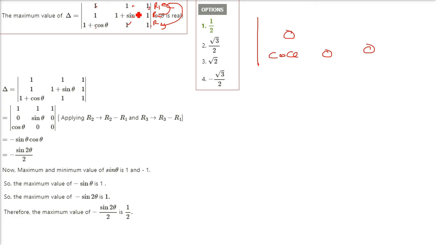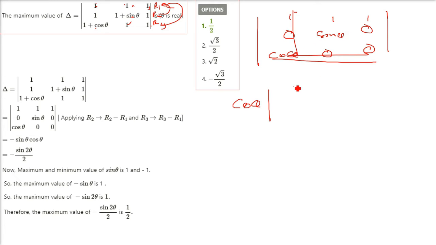1 plus sin theta minus 1 is sin theta. And 1 minus 1 is 0. 1, 1, 1 will be here. And you can open it using any row or any column. So I am using the third row. So cos theta, it will be 1, 0, 1, sin theta, or 0, 1, 0. So 1 into 0 is 0, minus sin theta, cos theta is outside. So minus sin theta cos theta it will be.